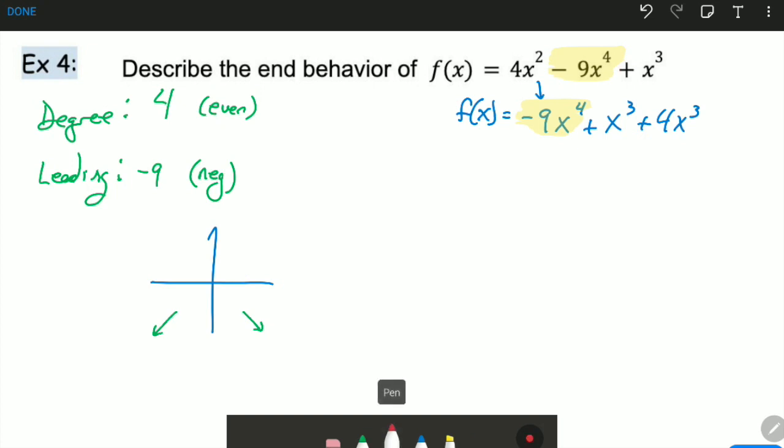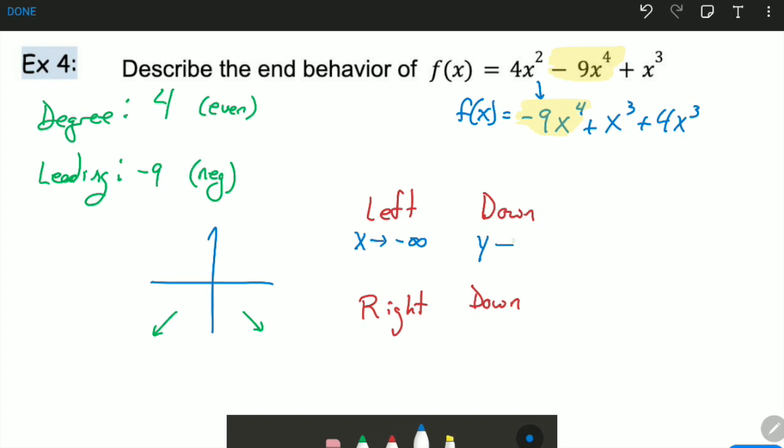You can use that chart that we did a couple minutes ago to help, but the left side will point down, and the right side will also point down. Describe it mathematically, so x approaches negative infinity, while y approaches negative infinity as well. And then for the right side, x approaches positive infinity, positive x values on the right, and y approaches negative infinity because negative y values are down. And there we have it, the two end behaviors, the left side and the right side.